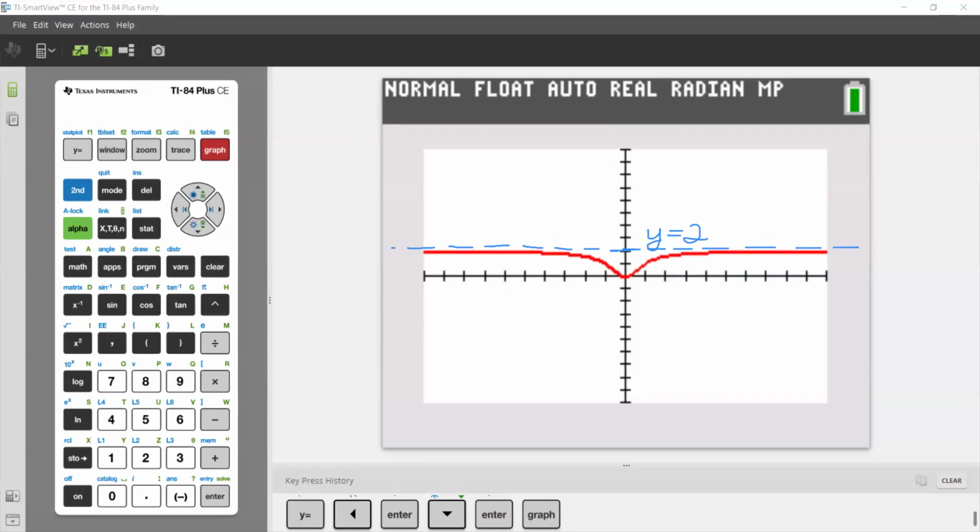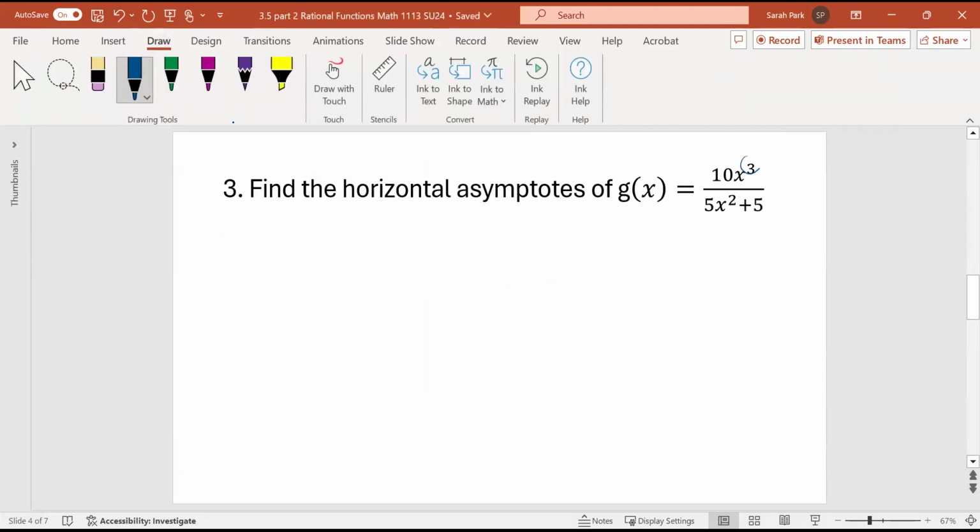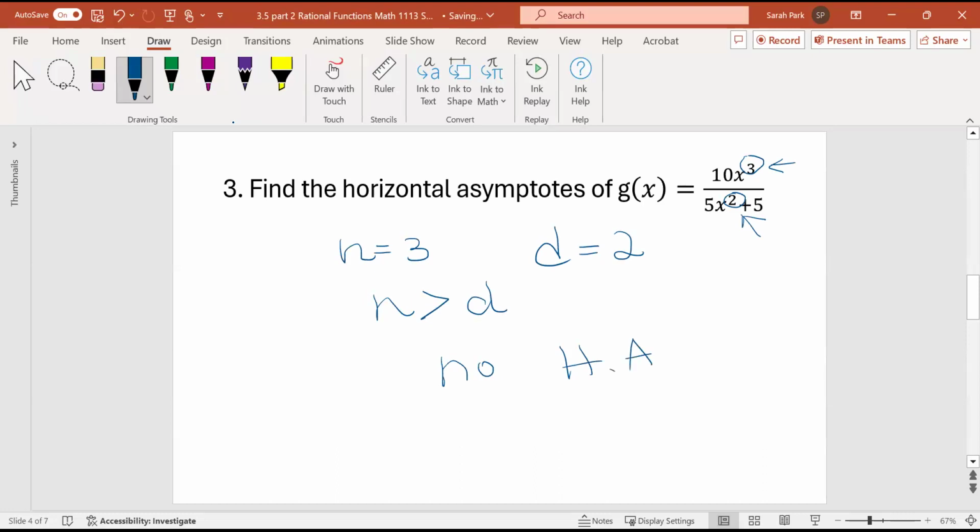Okay, let's look at a third case. What happens if g of x is 10x to the third over 5x squared plus 5? The degree of the numerator is 3, and the degree of the denominator, d, is 2. So the degree of the numerator is bigger than the degree of the denominator. When the exponent up top is bigger than the exponent on the bottom, you say there is no horizontal asymptote. There's no equation.